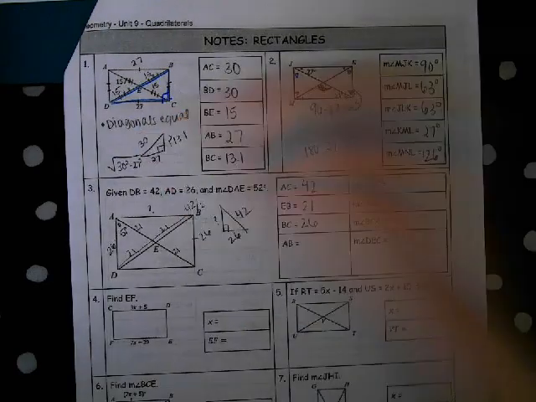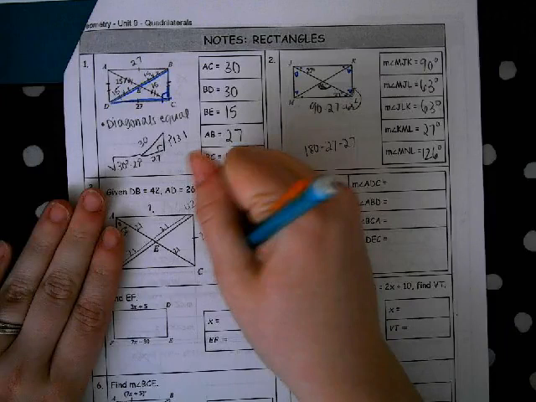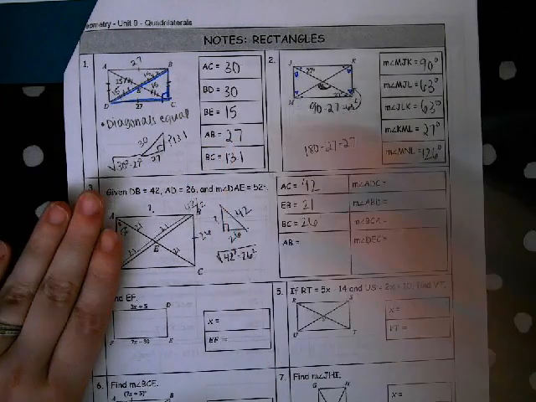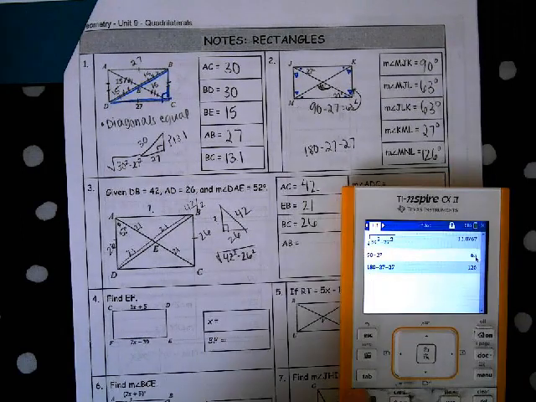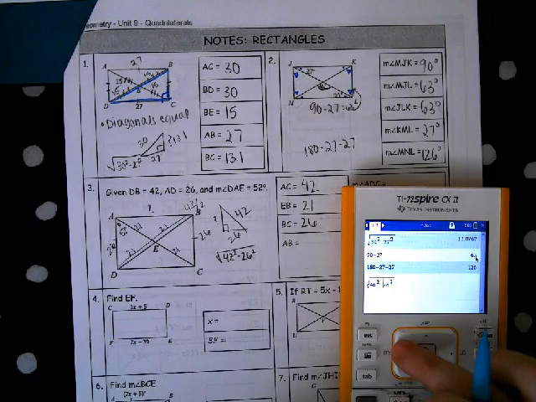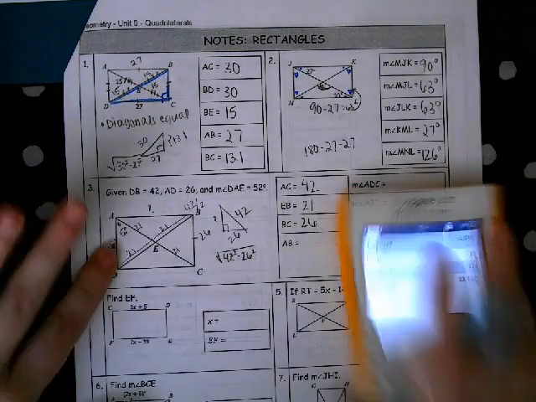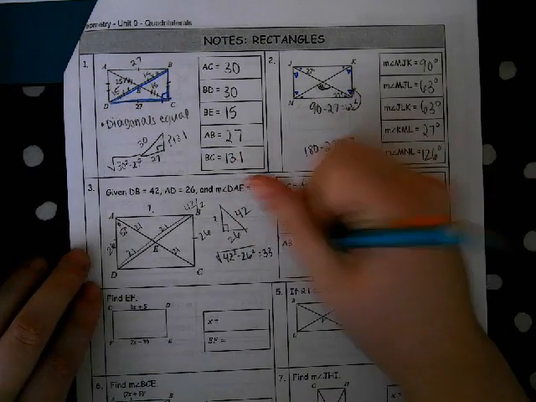So I'm going to do the same thing as in number 1. I'm going to take the square root of 42 squared minus 26 squared. So in my calculator, I'm going to do the same thing. 42 squared minus 26 squared. That gives me 32.9. I'm going to round that to 33 just because it's right there. So that means AB is 33.